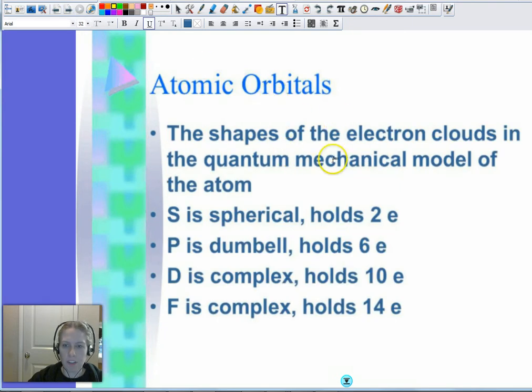So the shapes of the electron clouds in the quantum mechanical model of the atom are all different. Our s orbitals are like a sphere, and they hold two electrons. We already knew this from previous units, but now we're going to look a little closer. The p orbitals are shaped like a dumbbell, and they hold 6 electrons total. D is a complex shape, and it holds 10 electrons, and f is also a complex shape, and it holds up to 14.